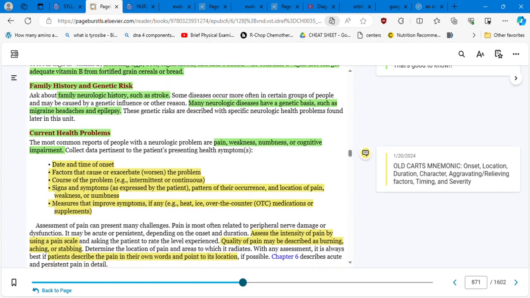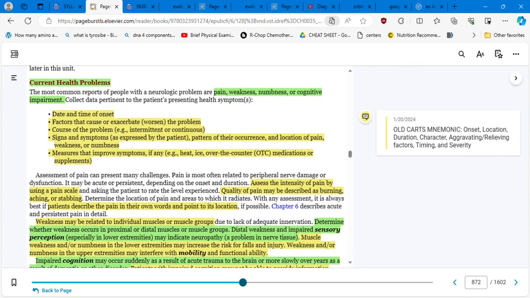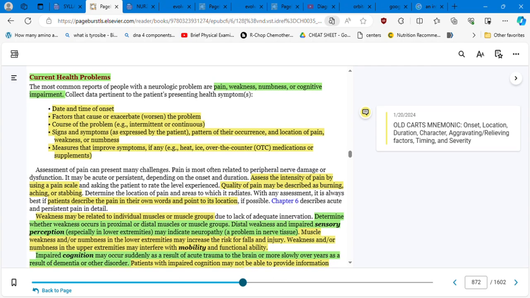Current health, and that's good to know too. Current health problems: assess for pain, weakness, numbness, or cognitive impairment. And when you do the assessment in anything, for anything, use your mnemonic, the ALLCARDS mnemonic. I'm not sure if you learned that, but for me, it worked wonders.